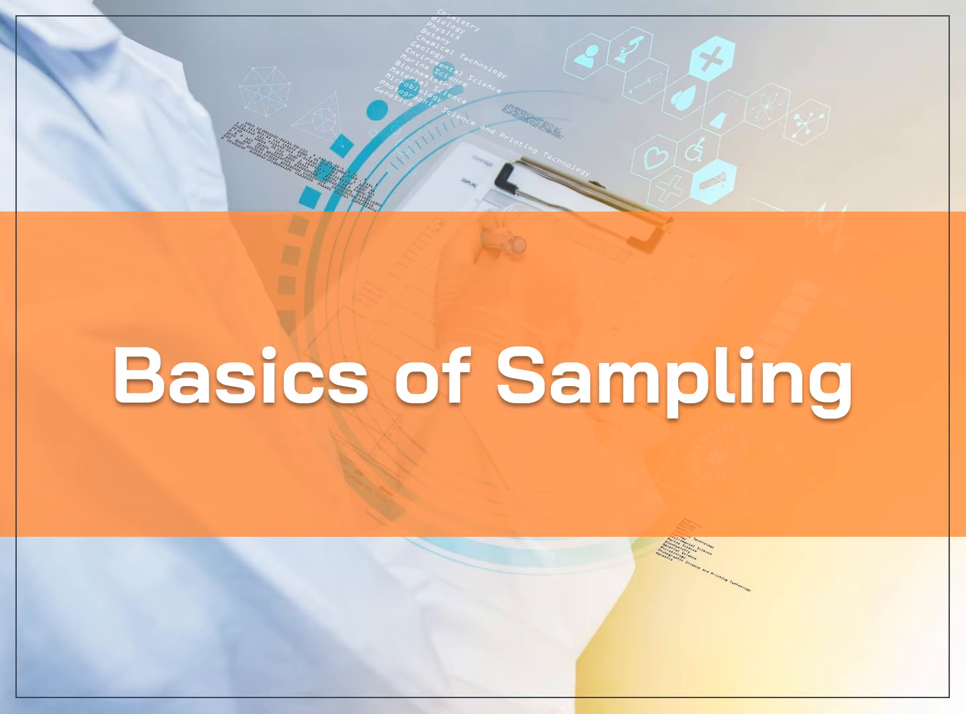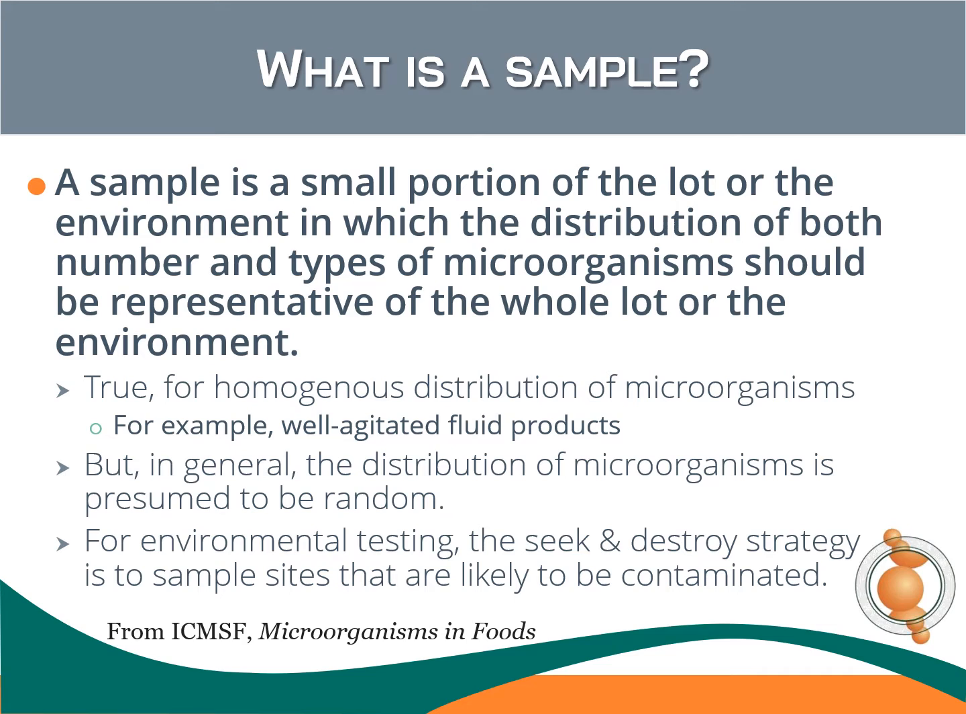First, let's discuss the basic concepts of what a sample is and how they should be taken. By definition, a sample is a small portion of the lot or the environment in which the distribution of both number and types of microorganisms should be representative of the whole lot or the environment. This is only true when microorganisms are homogeneously distributed, such as in a well-agitated fluid product.